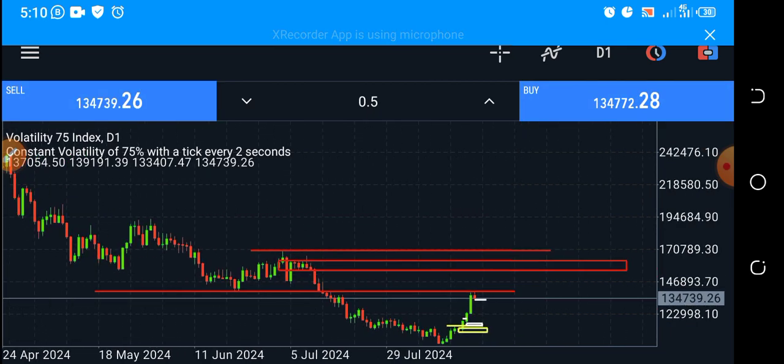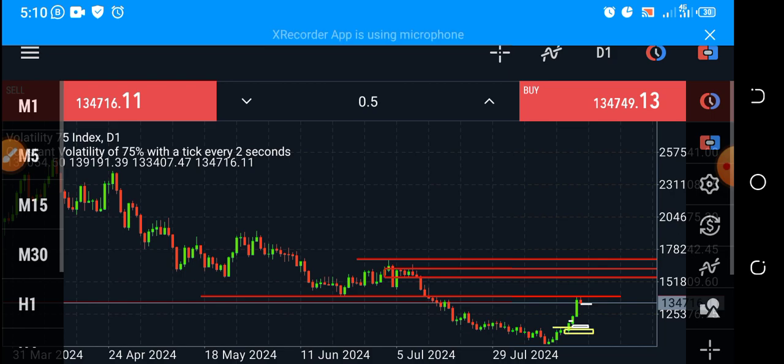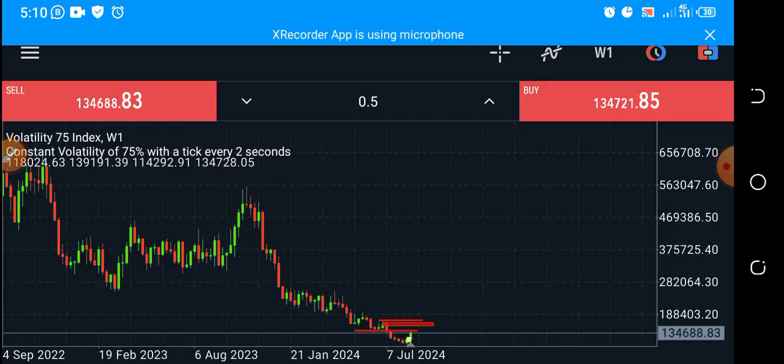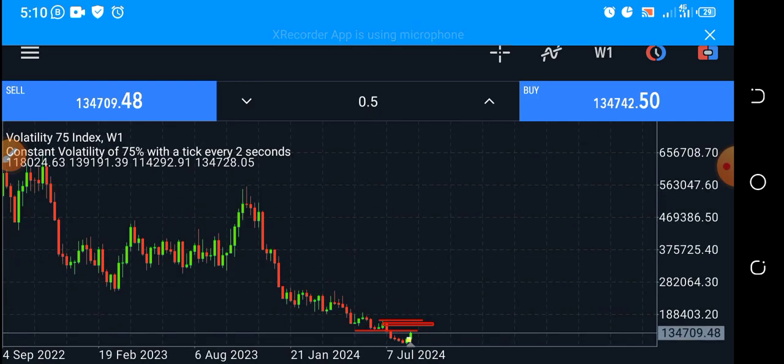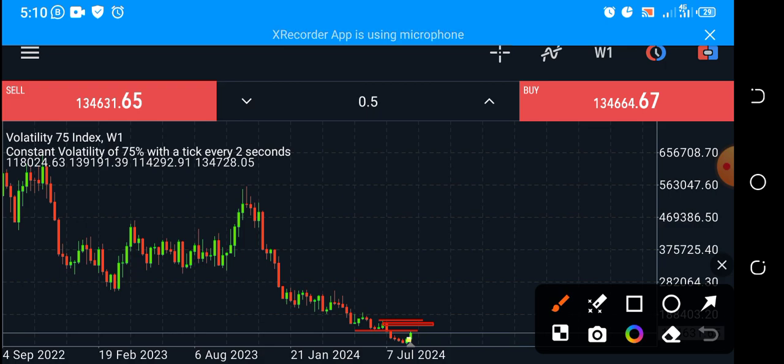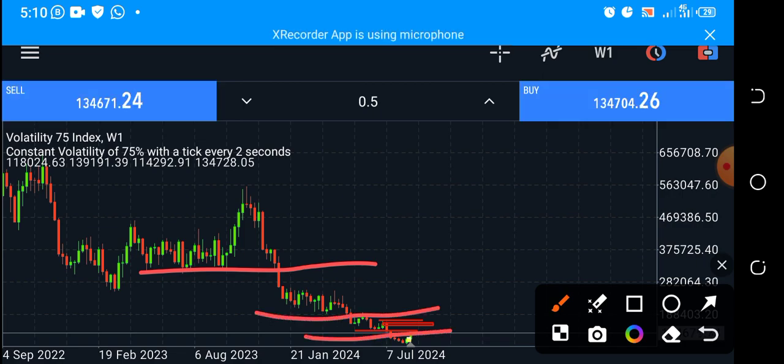Basically, V75 has been on a downtrend. Let's look at week one. This is week one, and you can see that V75 has been on a steady downtrend. It took out this low, and this low, and this low on the weekly time frame. Are you seeing that? The downtrend is crazy, all the way from September 2022.